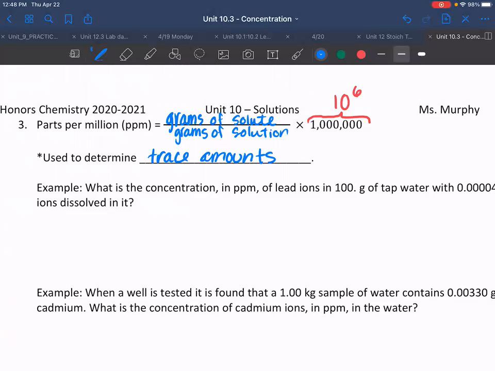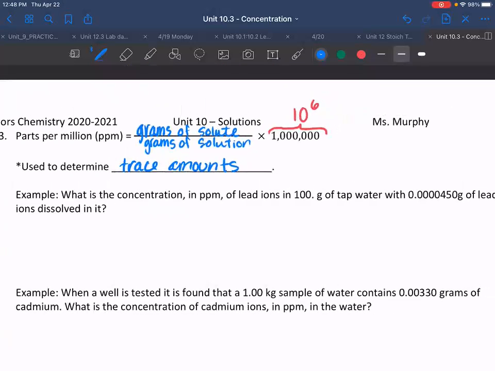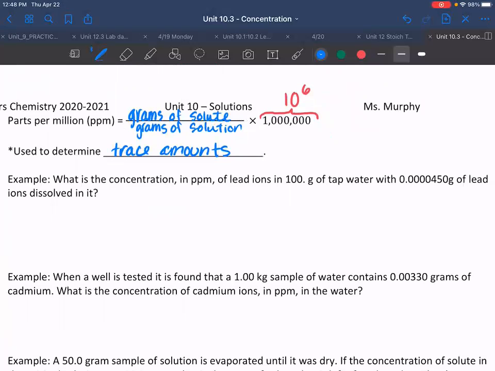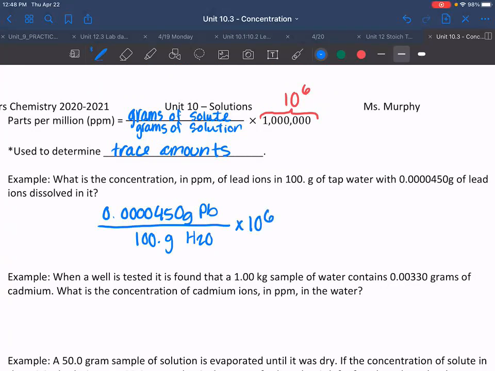So all we have to do is take the grams of our solute. We are determining that it is lead because that's what's dissolved. So we take 0.000450 grams of lead. We are going to put that over our grams of solution, which is water, and it said we have 100 grams of it. We will multiply that by a million, or 10 to the 6th power, and you would get 0.450 parts per million.